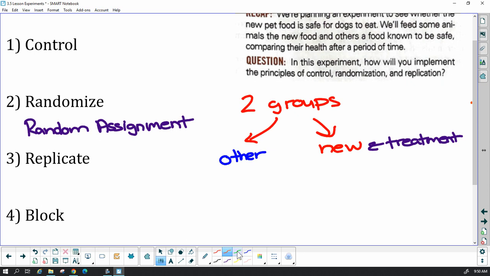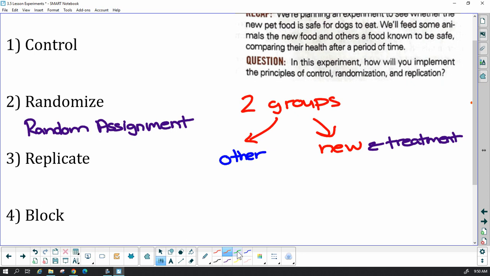Sometimes there are things we can't control for, which we'll talk more about later. The last one that is helpful but is not always required is blocking. Blocking is putting participants into groups based on characteristics. It's a bit like stratifying, where we would want to separate participants out because of some characteristic they have in common.